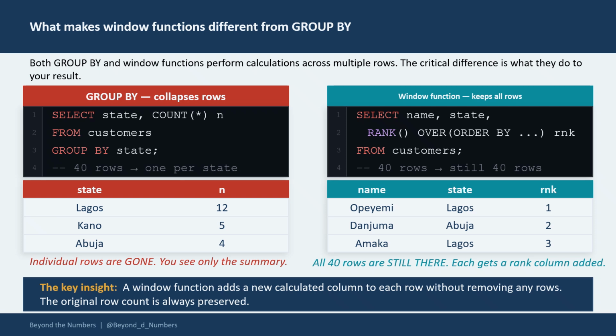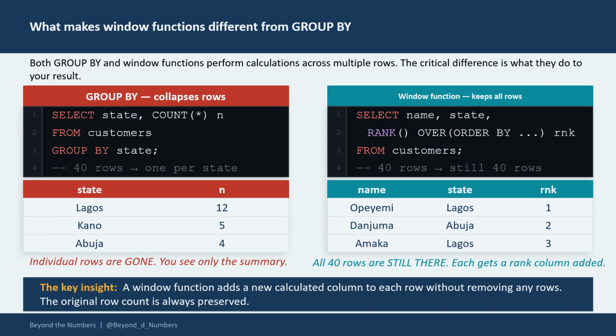So here is the fundamental difference. Look at the screen: you have the group by and you have the window function. The group by collapses your rows. You start with 40 customers and you end with 8 states, and the individual customers are gone from the results. The window function, on the other hand, does not collapse anything. You start with 40 rows and you end with 40 rows, but each row now has a new column added to it, a rank, a running total, a comparison.